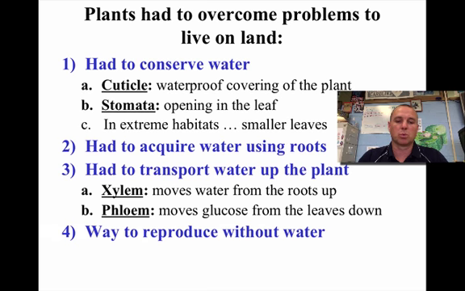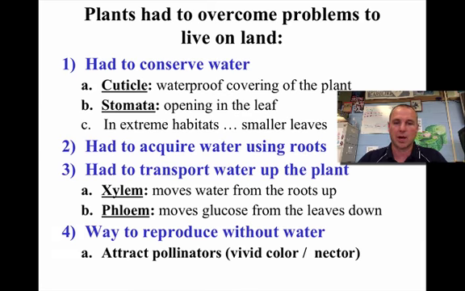The fourth thing is ways to reproduce without water. The plants had to overcome how to reproduce without water being there because they simply couldn't put their sperm or their eggs into the water and be able to survive. And the way they did is to attract pollinators through either a vivid color or through nectar or something of that aspect. And the second way is actually have a seed that protected the embryo. We'll talk about this a little bit later.